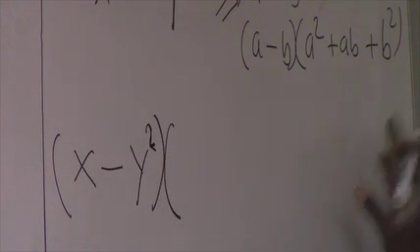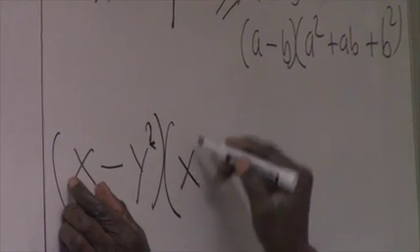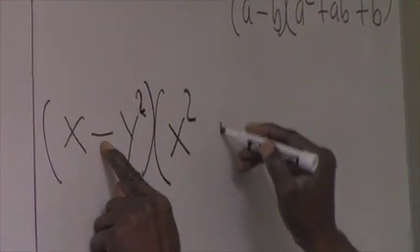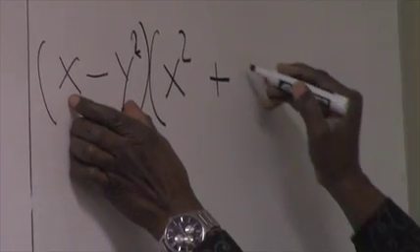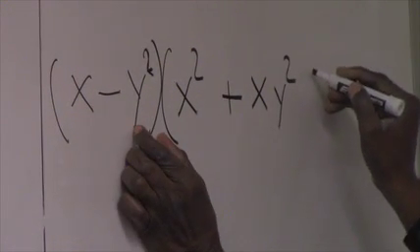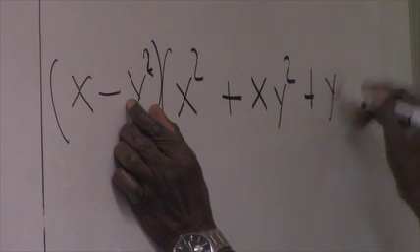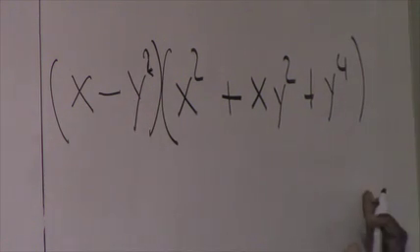Once we have this, to have this next term, we're going to square this. x times x, that's going to be x squared. The opposite is going to be plus the product of this, which is x y squared, and then plus y squared squared, which is y to the 4th power. So we're done with number 5.